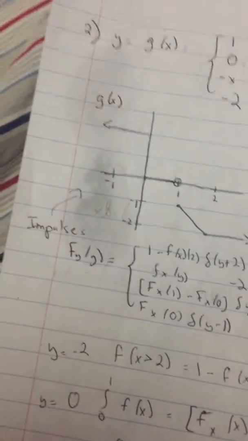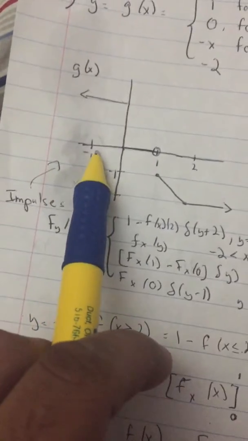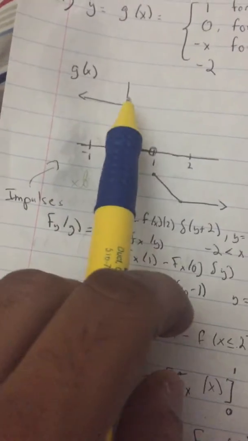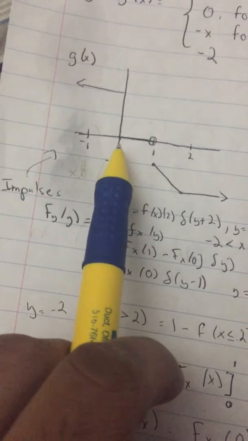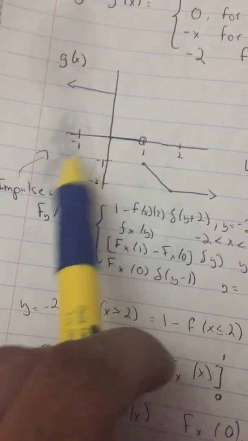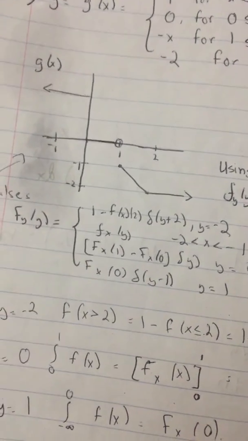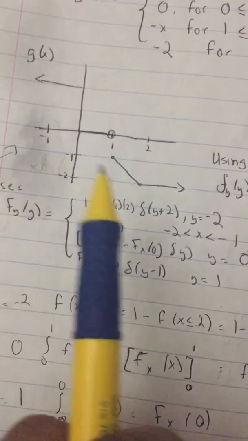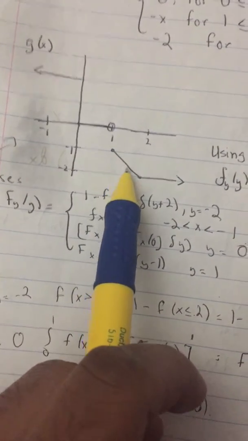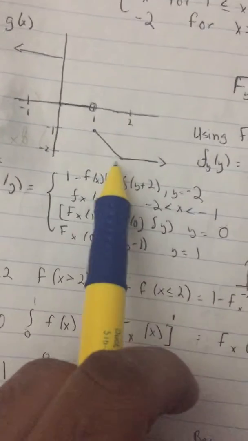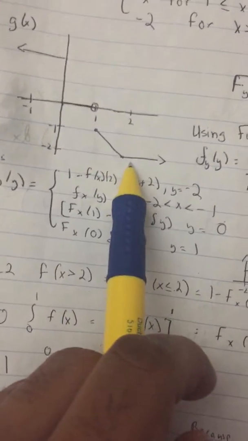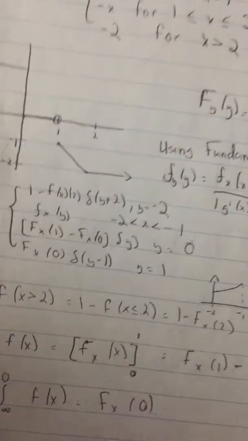As we can see right here, for x less than 0 it's negative 1, so you see right there. For 0 less than or equal to x less than 1, it's 0. Then negative x, you see a little slope right here, from 1 to 2, and it's negative 2 after 2, so it continues on.